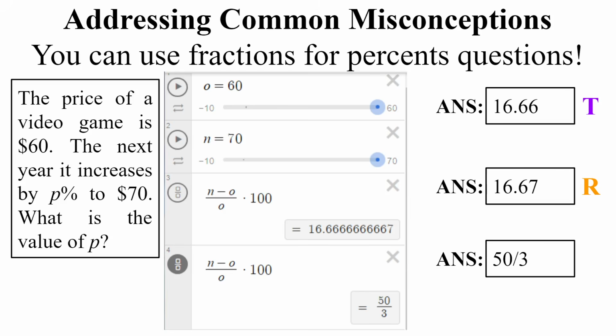So don't be afraid to use the simplified fraction, even if it's a strange context, providing they don't mention something about rounding or something. So 50 over 3%, all good. And we don't need to type the percent sign as we talked about before.